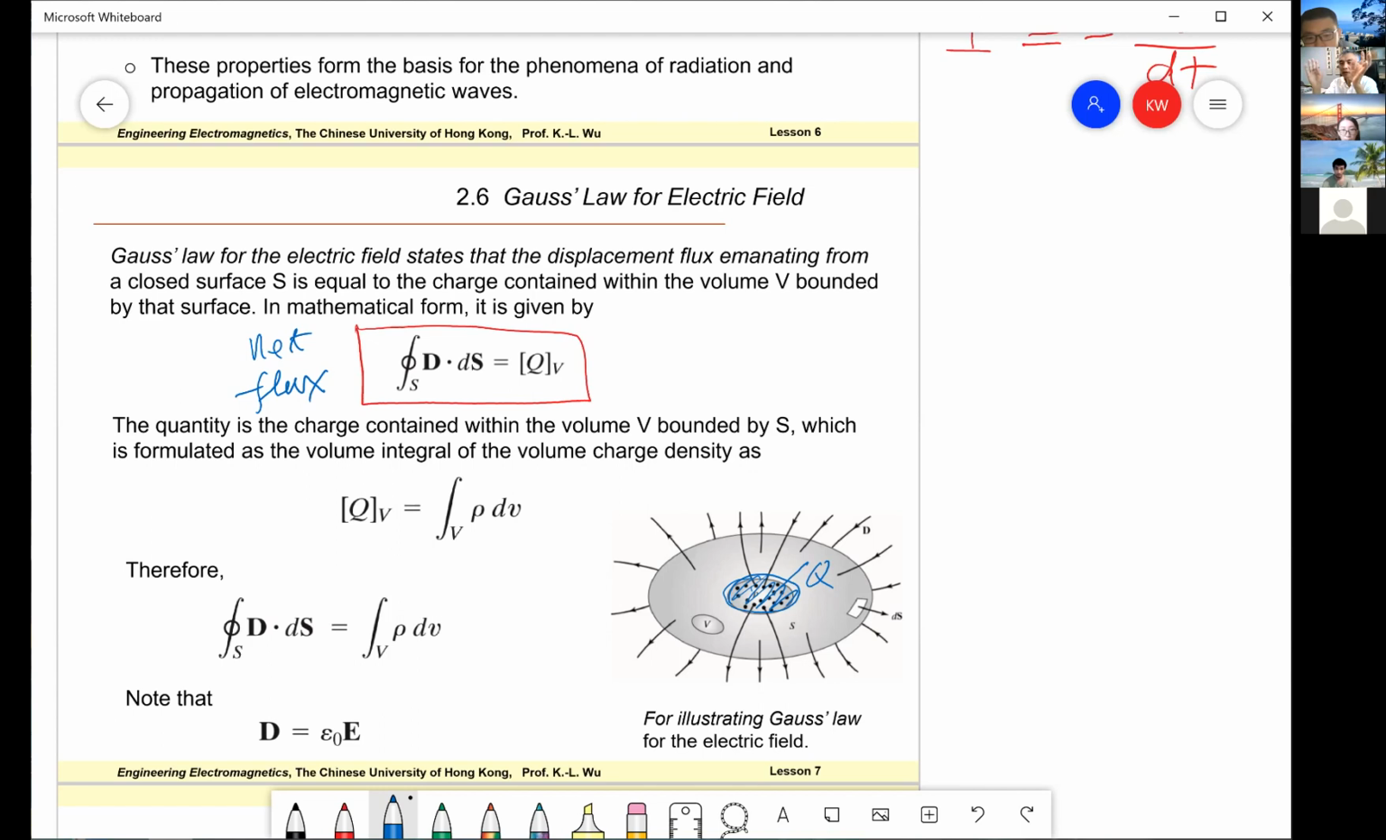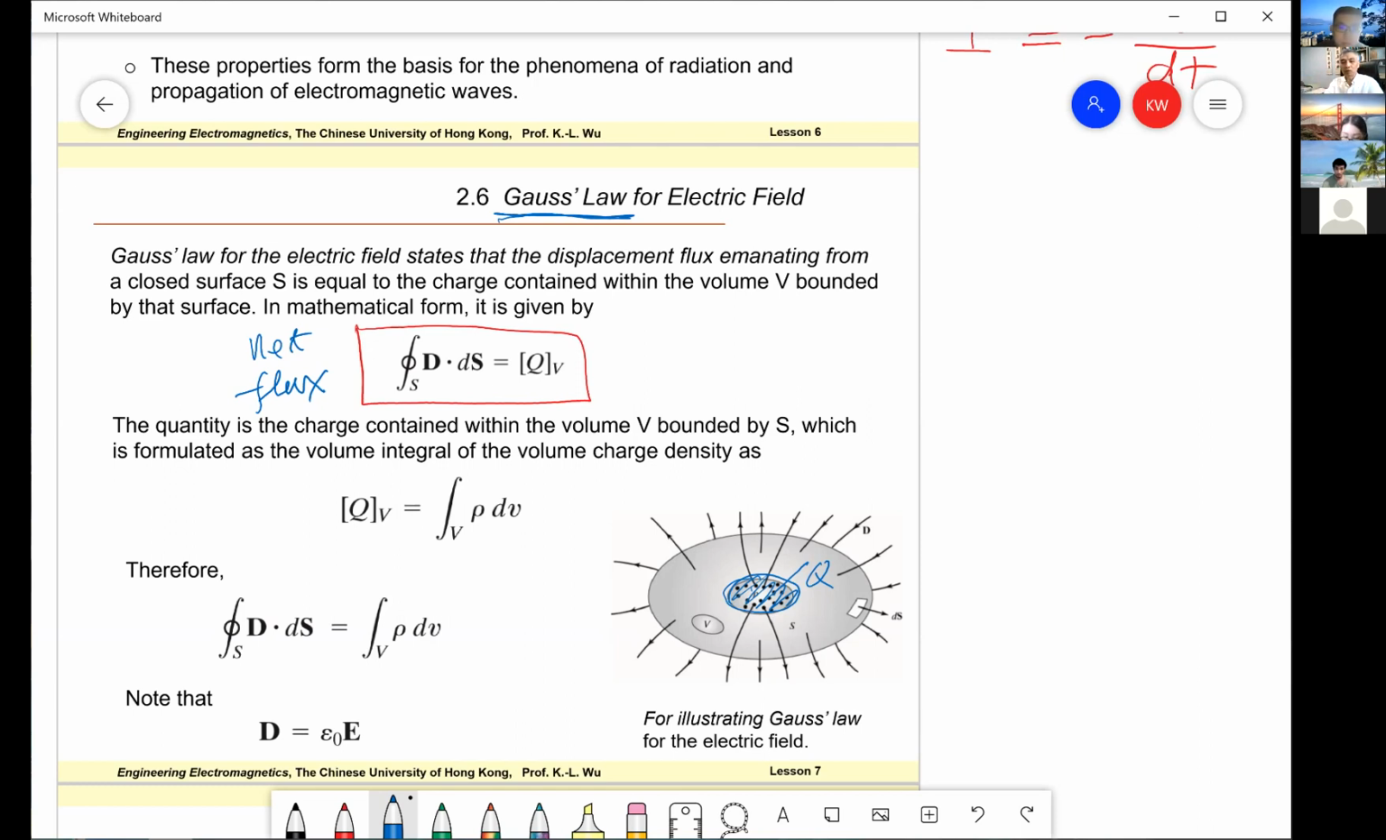This we name Gauss's law. Whenever we call it Gauss's law, we are dealing with the collection of the total flux of a field. So Gauss's law relates to the flux.